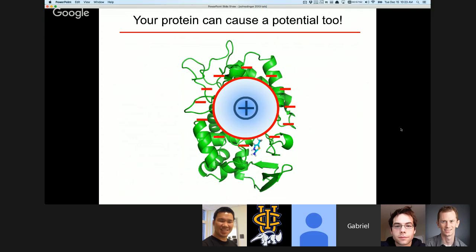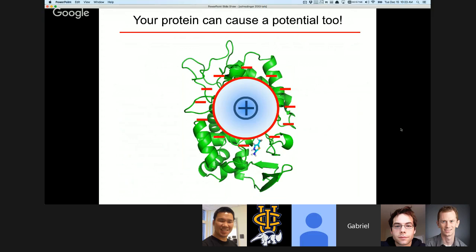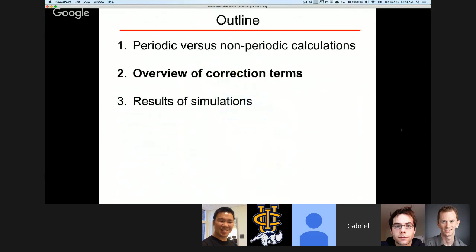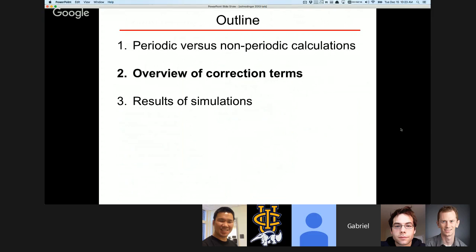Do we have any questions right here, or should I keep going? All right. So you can get changes in the average potential in your unit cell due to bare charges, due to water molecules, and due to your protein. Now I'll show you the correction terms that we introduced to calculate these effects and how you apply them to your MD simulations.